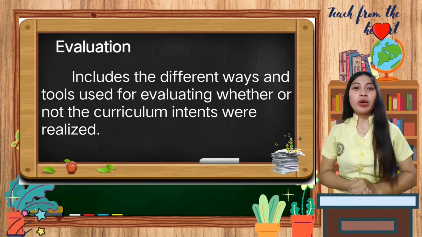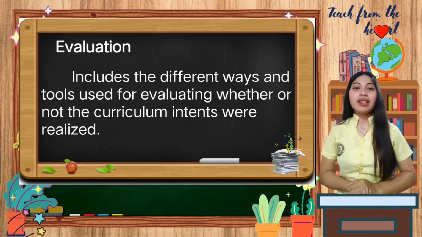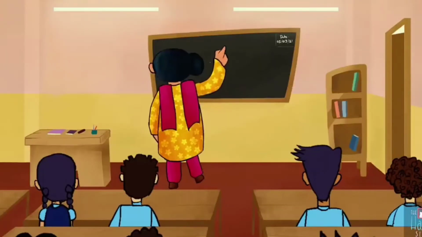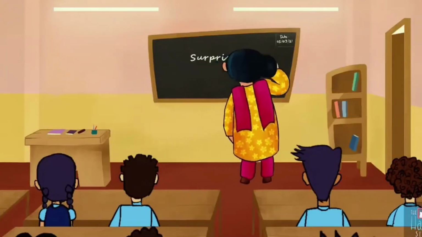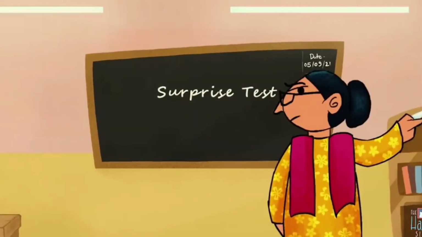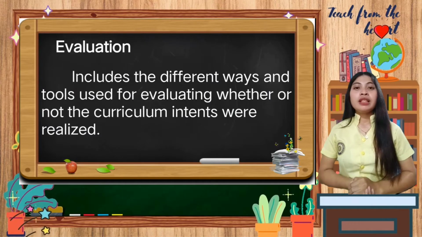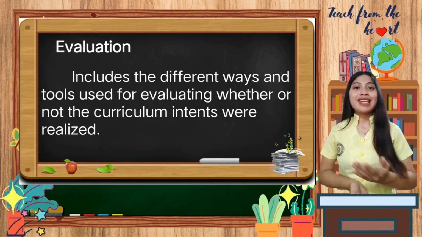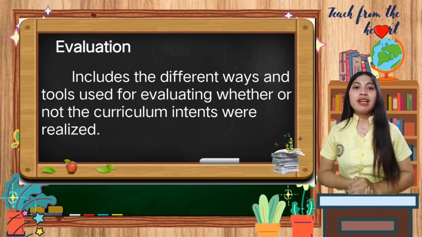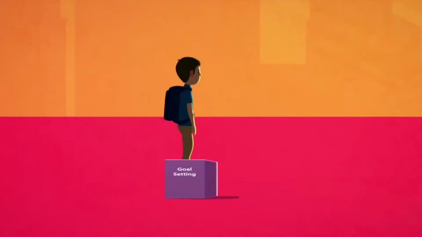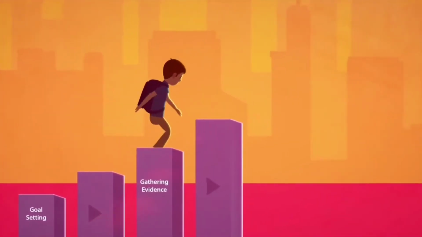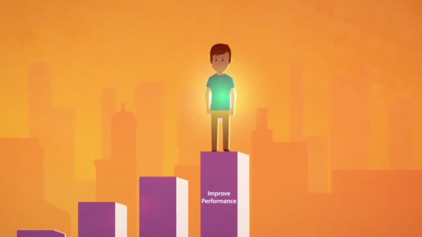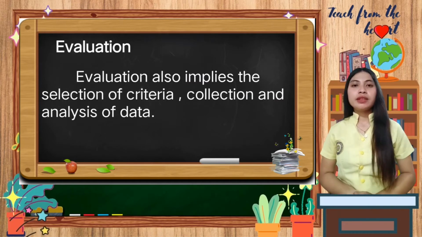Evaluation includes different ways and tools used for evaluating whether or not the curriculum intents were realized. Evaluation tools are also used to evaluate the performance of the learners after they have undergone the curriculum. Evaluation essentially is the provision of information for the sake of facilitating decision-making at various stages of curriculum development. And this information may pertain to the program as a complete entity or only to some of its components.